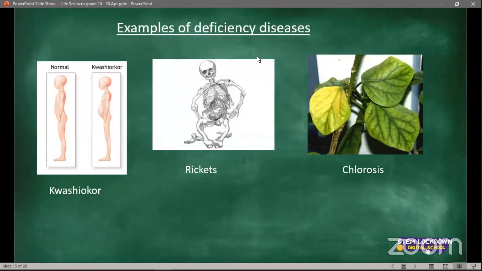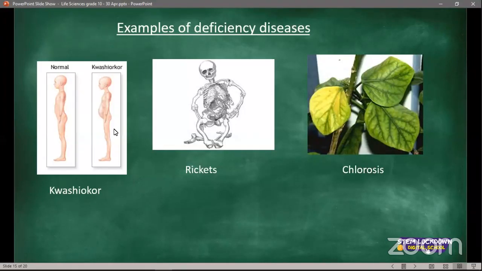Now, these are examples of deficiency diseases. We said kwashiorkor. So in children, normally they have a bloated stomach. This is a normal child, and this is the child affected with kwashiorkor. We see the stomach is bloated, and you can see the structure of the head. Their limbs are so thin. So there's a huge difference from a normal person and the one with kwashiorkor due to a diet low in proteins.